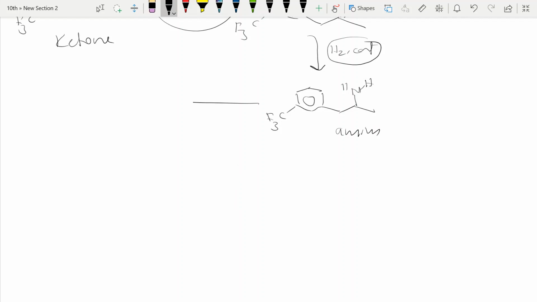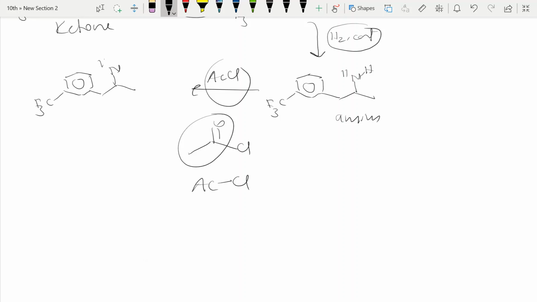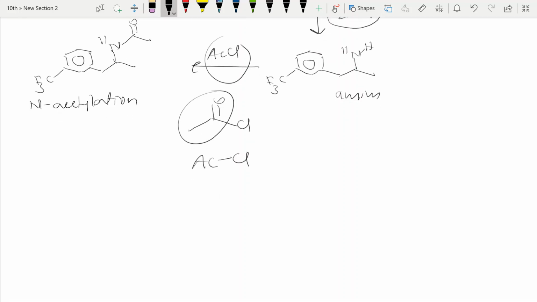To this I am going to add ACCl, acetyl chloride, CH3COCl. This is the acetyl group. So we shortcut call it ACCl, which I have written here. So what happened, N-acetylation takes place. CF3 is there, and here CH2NH acetyl, COCH3. N-acetylation we call it. So it is nothing but N-acetylation. Further, is this the final product? No.